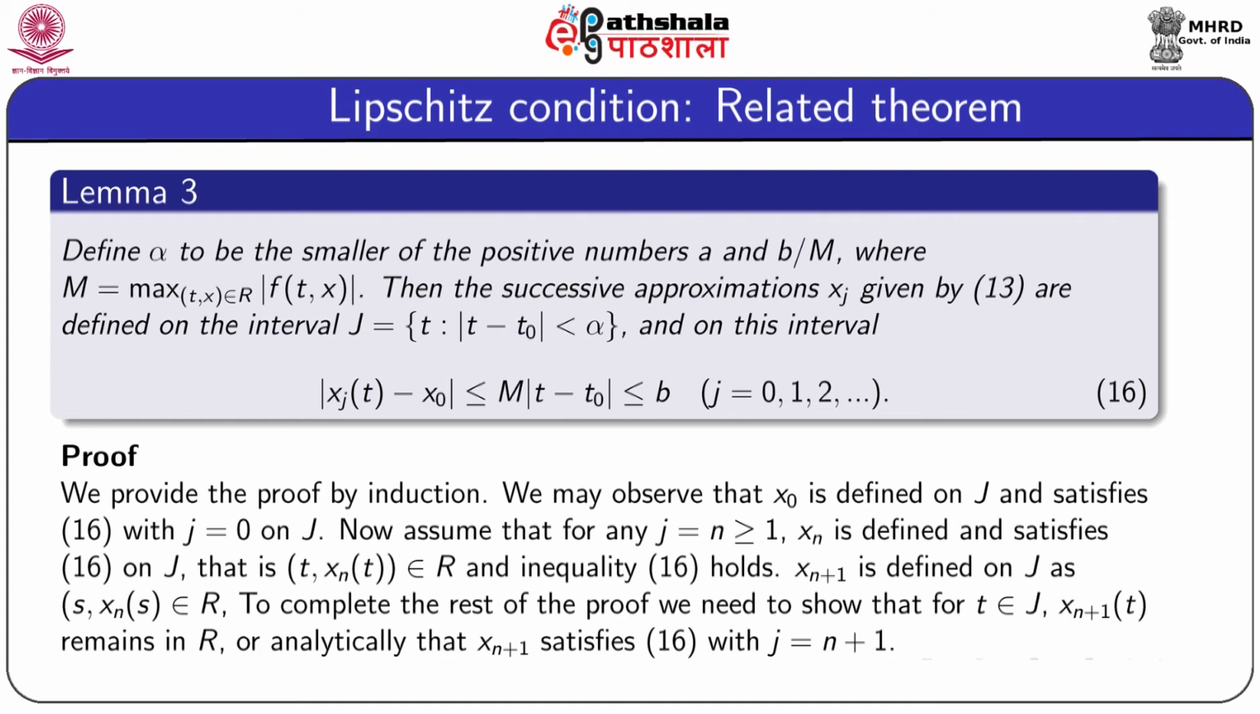We prove it by mathematical induction. We observe that x_0 is defined on J and satisfies 16 with j equal to 0 on capital J. Now, assume for any j equal to n greater or equal to 1, x_n is defined and satisfies 16 on the interval capital J, that is (t, x_n) belongs to capital R and the inequality 16 holds. x_(n+1) is defined on the interval capital J as (s, x_n) belongs to capital R. To complete the rest of the proof, we need to show that for t belonging to capital J, x_(n+1)(t) remains in R, or analytically that x_(n+1) satisfies 16 with j equal to n plus 1.